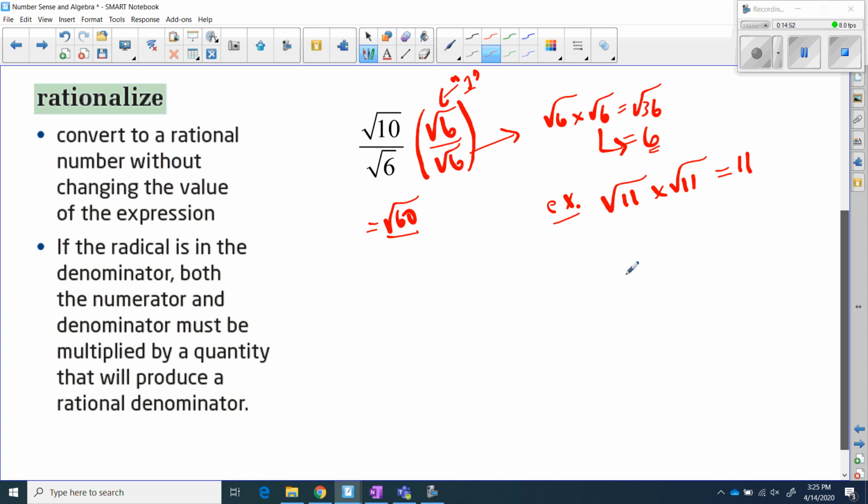11. If I have the square root of a happy face and I multiply it by the square root of a happy face, I just get a happy face.